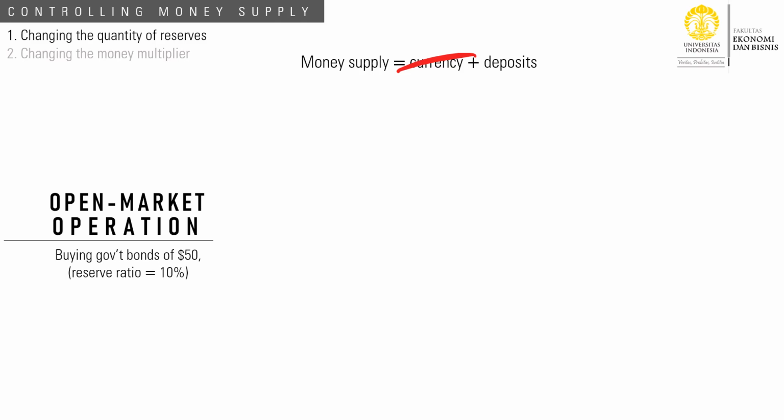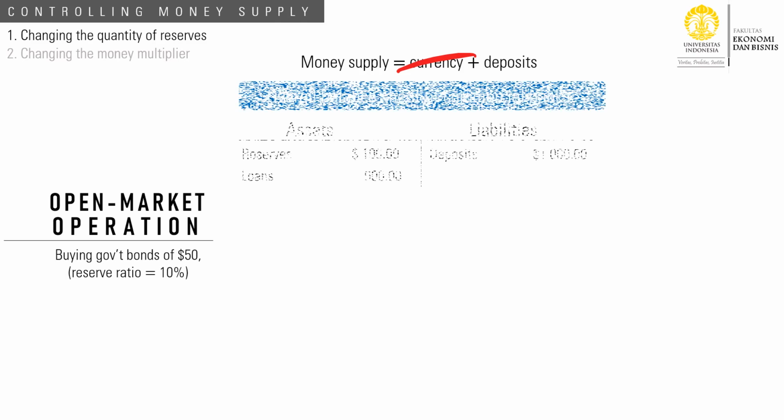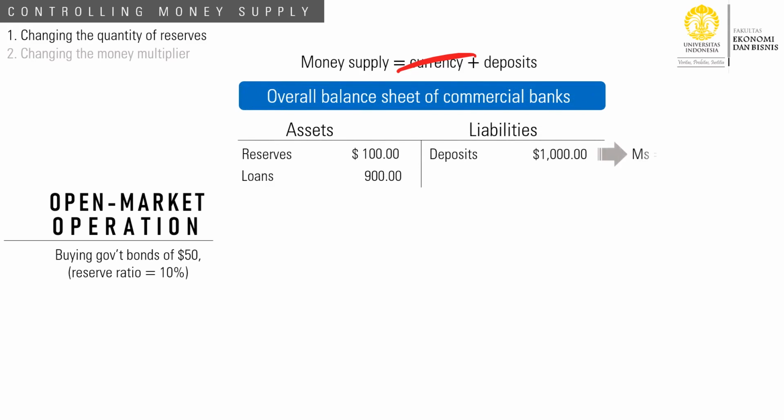Before the purchase, the overall balance sheet of the commercial bank is as shown in the first account here. Money supply is $1,000 equal to total deposits of commercial banks in the monetary system. With 10% reserve requirement ratio, reserves are $100 and loans are $900.